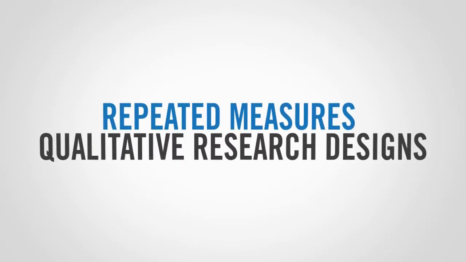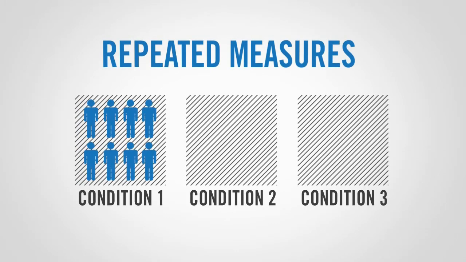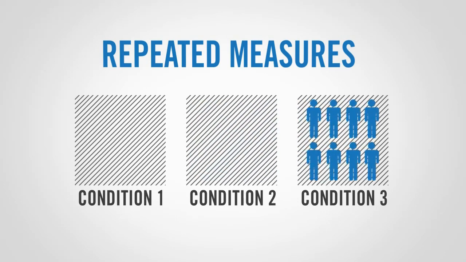In this video, we will explore a variation of our experimental design called repeated measures. In addition, we'll take a look at qualitative research designs, which are not experimental but occur in a naturalistic setting. The repeated measures design, or within subjects design as it's sometimes called, uses the same participants across all conditions of a research study. For each condition, data on the dependent variable is collected, thus they act as their own control group.